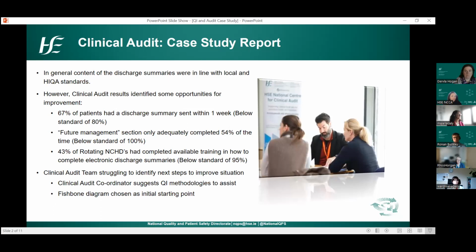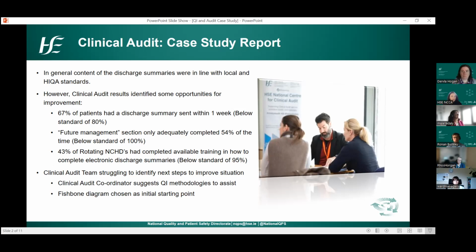The future management section of the discharge summary was only adequately completed 54% of the time, and that was below the standard of 100%. And only 43% of the rotating NCHDs had completed the available training that was detailed in the local policy on how to complete electronic discharge summaries within Hospital X. And there was a standard of 95%. So clearly some opportunities for improvement.